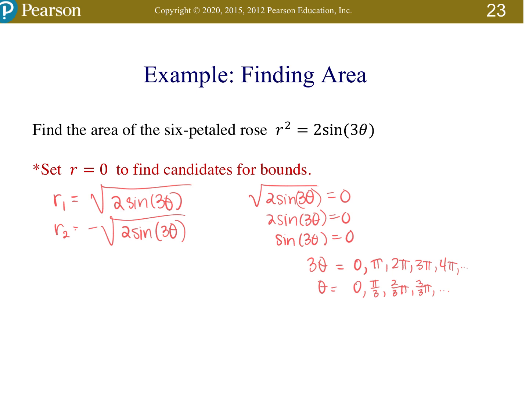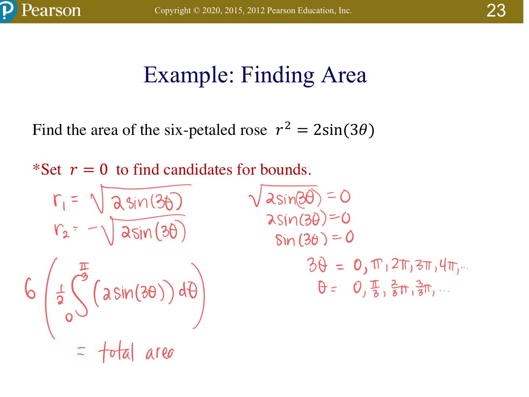All right, so we're going to take this one petal, so it'll be 1/2 the integral from 0 to pi thirds of r squared, which is 2 sine 3 theta d theta. That's one petal. And then I need to make sure I multiply that by 6 to get my total area. I always recommend checking the visual to make sure that your bounds aren't giving you something you don't think that you actually want.